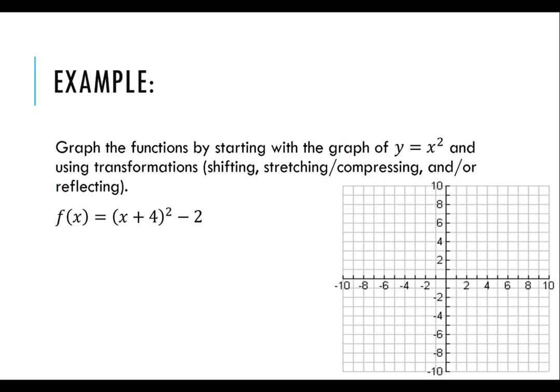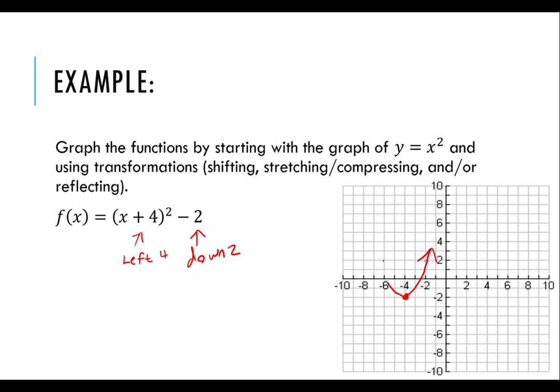So now let's graph the functions by starting with the graph of y equals x squared and then using transformations, shifts, stretches, compressions, and reflections to get the correct graph. And so notice that this graph does what? This graph goes left 4 and down 2. And so if I go left 4 and down 2, that's actually my vertex. And then because our a is positive, it opens up. And specifically, it will look something like this.